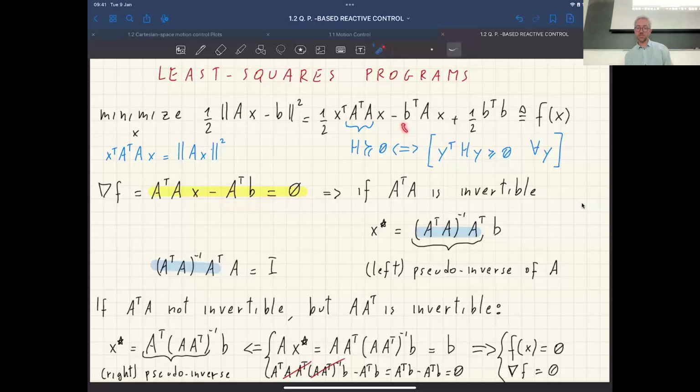If instead you were using this, A transpose, B transpose A, B transpose is a row vector, and you multiply times a matrix, you get a row vector. So it wouldn't check out in terms of dimensions.